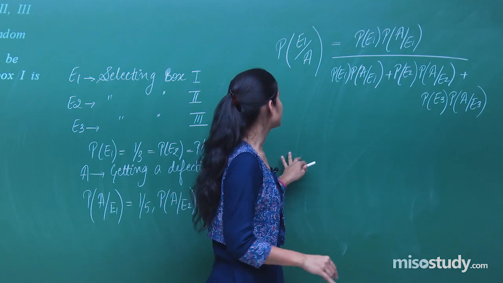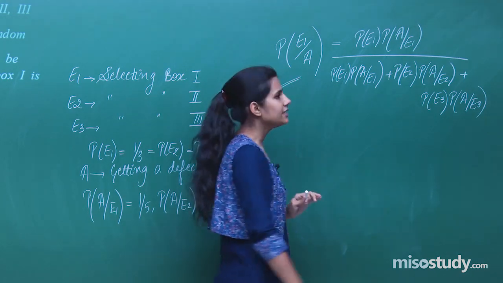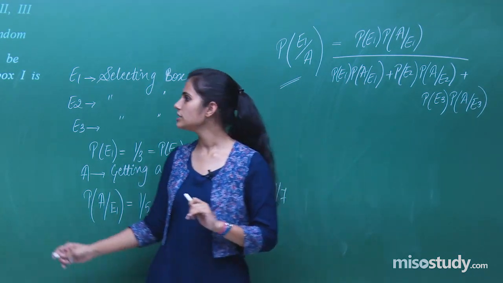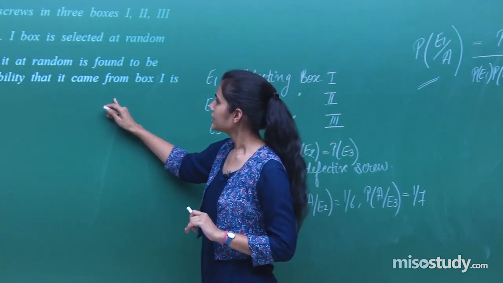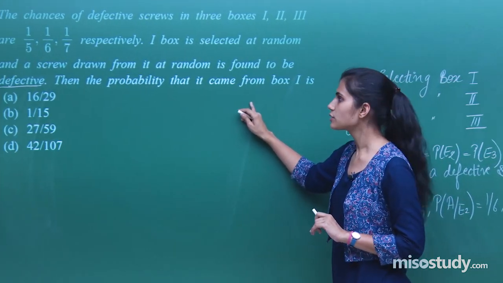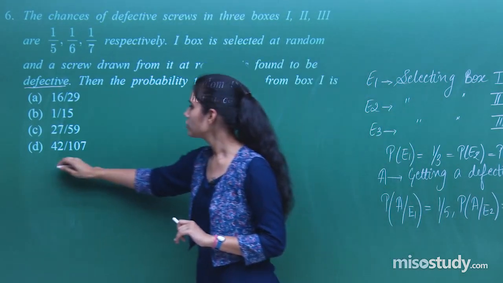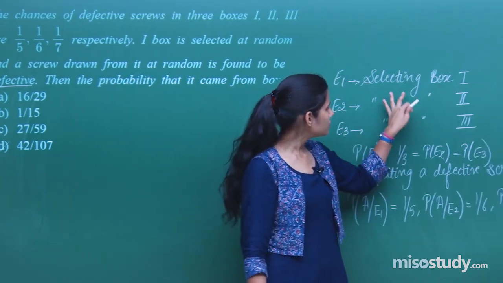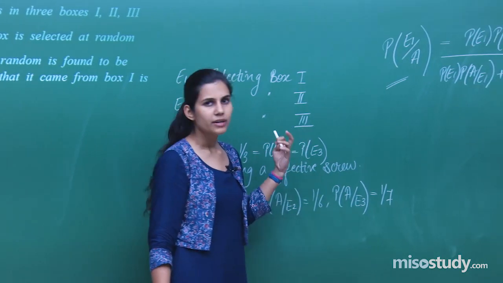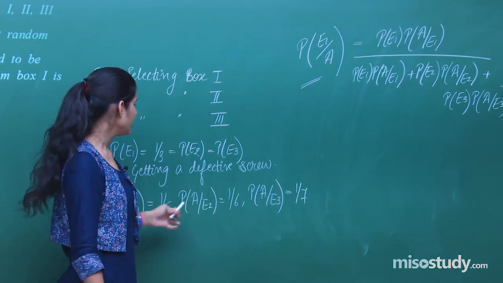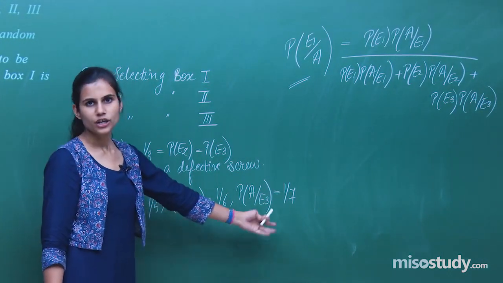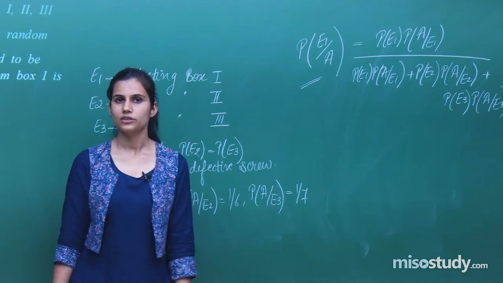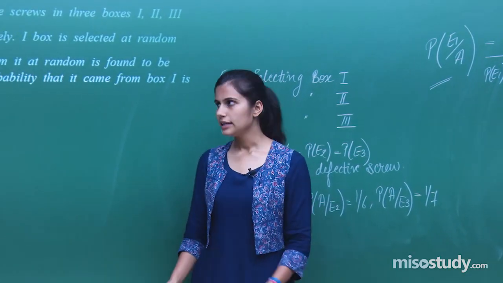This answer basically is the answer that you need, that is probability of E1 by A, which is probability of getting the defective screw from box 1. Right, and that comes out to be 42 by 107. When you plug in all the values, in place of probability of E1, E2 and E3, you plug in 1 by 3, and in rest of the places you put this, you get 42 by 107 as the required probability. Clear?